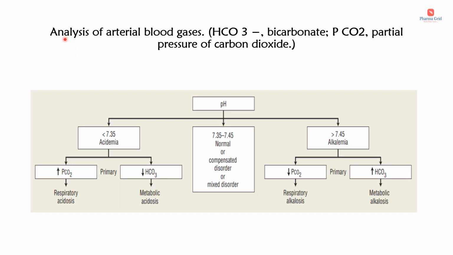So in this slide, you can see the analysis of arterial blood gases. So here you can see the pH. The normal pH is within the range of 7.35 to 7.45. If the pH is less than 7.35, it is known as acidemia or acidosis. And this acidosis can be further classified into respiratory as well as metabolic acidosis.